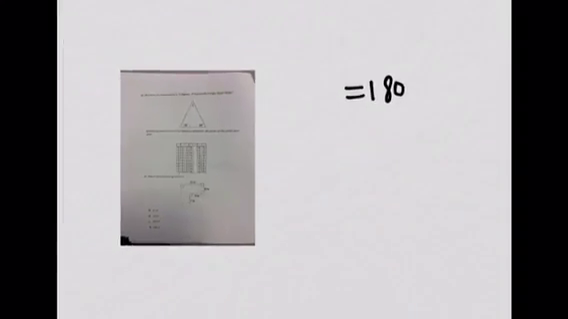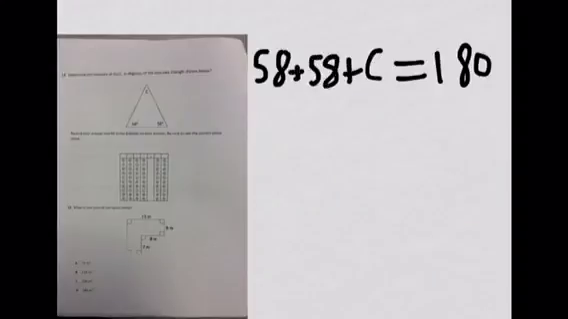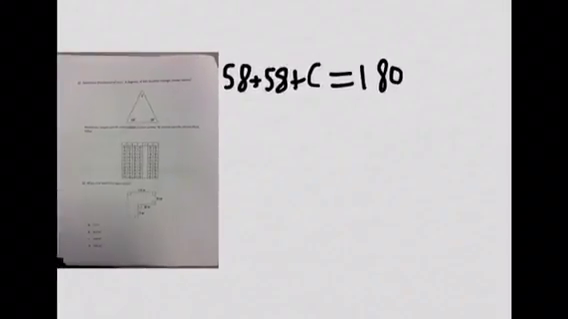Okay, well, I know from several problems, and also when we cut up the triangles and we cut these corners here, that the sum of the angles of a triangle are going to equal 180 degrees. So now I just need to add up all of the angles in this triangle, which is going to be 58 plus 58 plus C should give me 180.